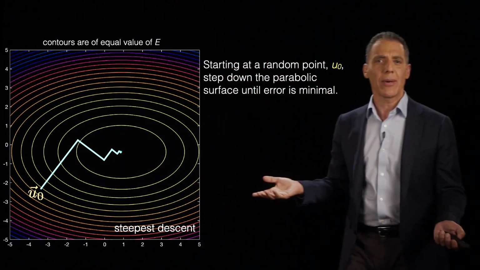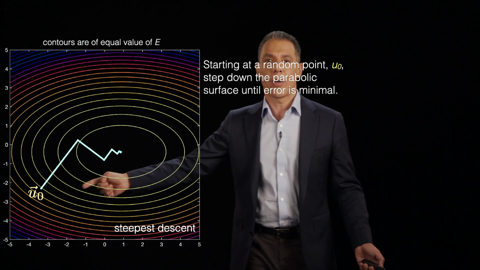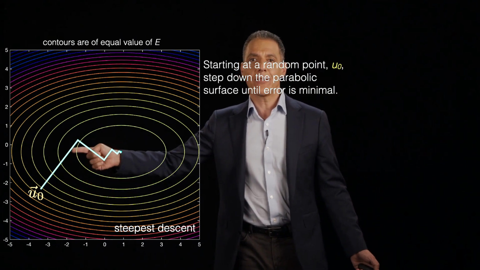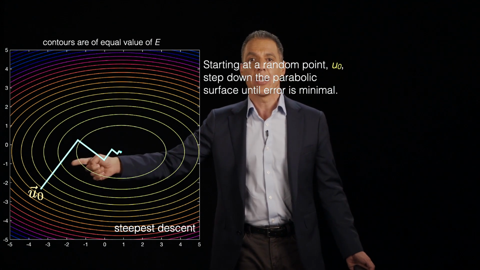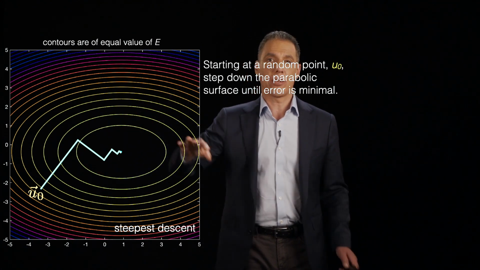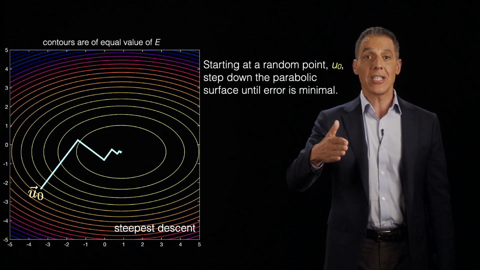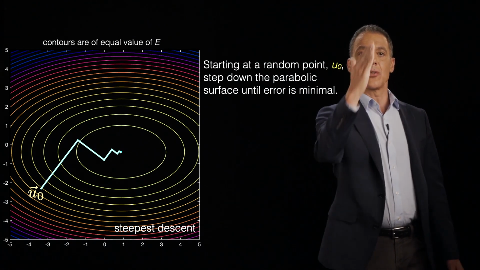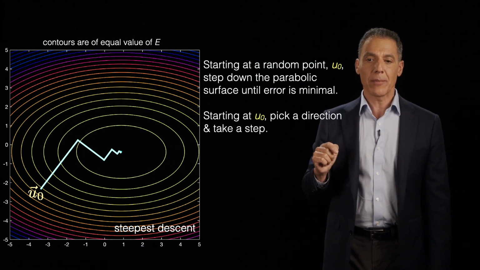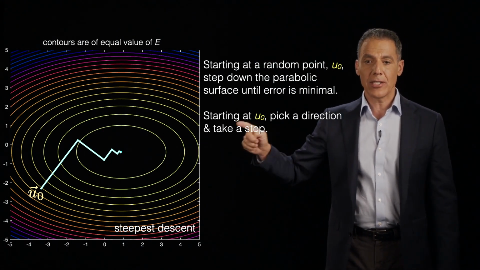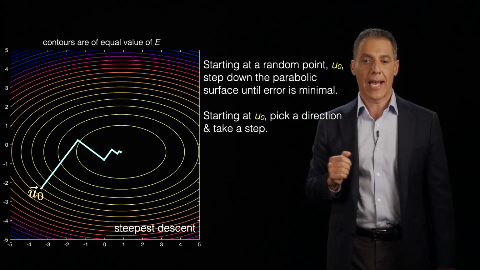By the way, how do I know it's parabolic? Because it's a quadratic error function. That hasn't changed. So I'm going to start walking down the surface, and if I just kept going in that direction, I'm going to start increasing the error. No good. I'm trying to get to the bottom, so I'm going to go down until I start to go back uphill, and I'm going to just stop there for a second. And then, starting at u0, the way I'm going to do this is pick a direction and take a step downward.